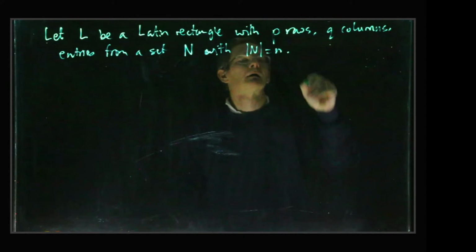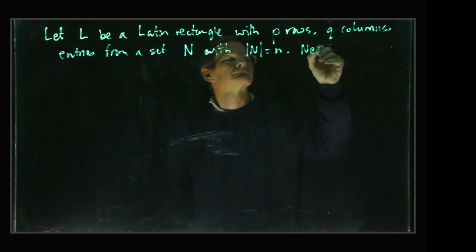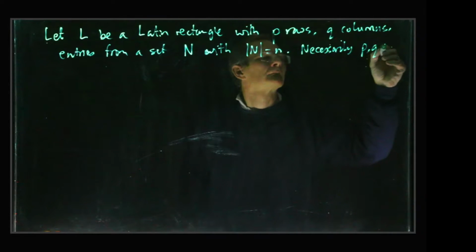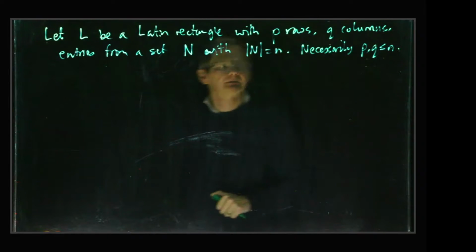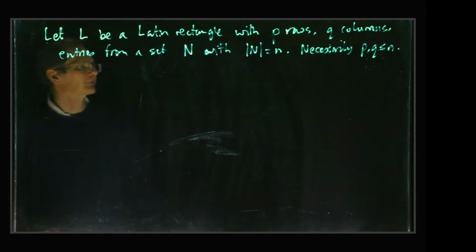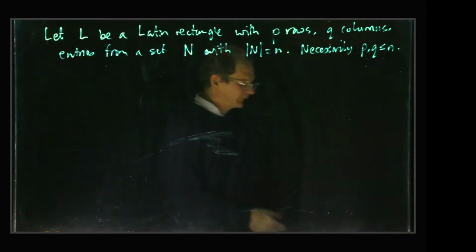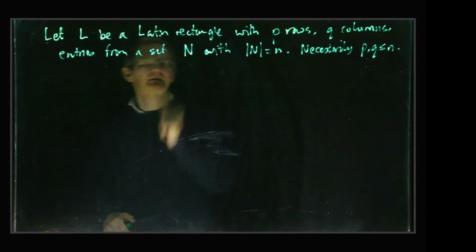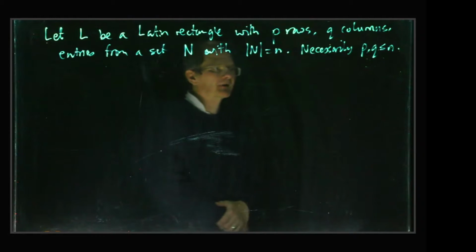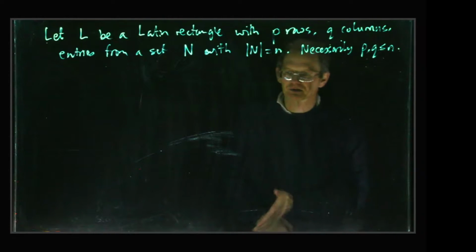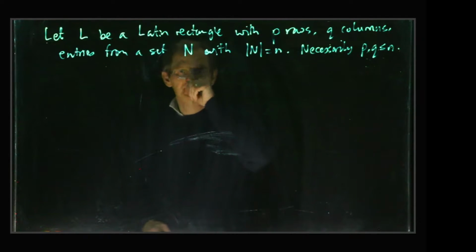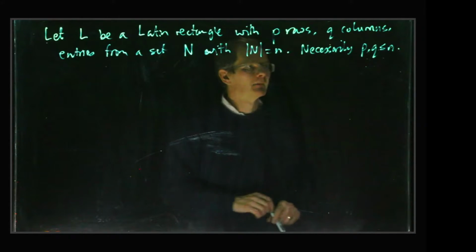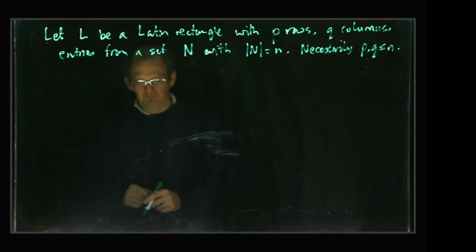It's kind of straightforward to see that P and Q have to be less than or equal to n. Each row is supposed to have distinct entries taken from the set capital N, so the length of the row has to be less than or equal to n. And similarly, each column has distinct entries taken from the set capital N, so the length of the columns is less than or equal to n. So both P and Q have to be less than or equal to n.